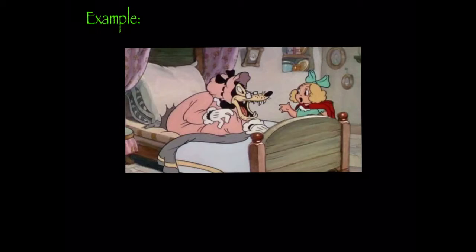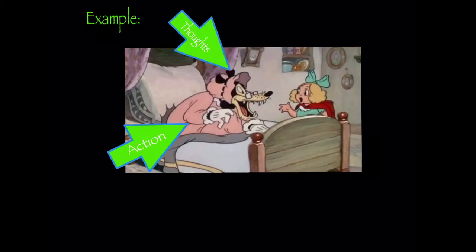Let's take a look at this well-known example from Little Red Riding Hood. The action of the wolf is that he dresses up to resemble Little Red's grandma. The wolf's thoughts are that he will wait for Little Red to come in for a closer look so he can catch her. As you can see, the wolf has several traits based on the actions and the thoughts displayed in the picture and in the story.